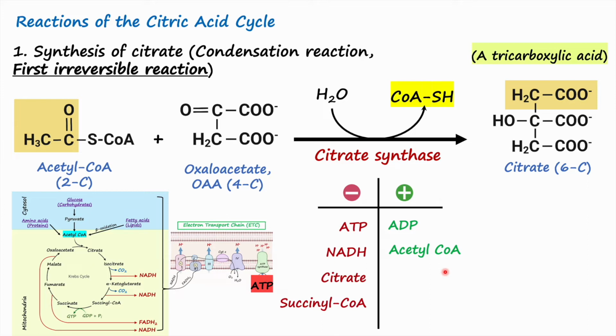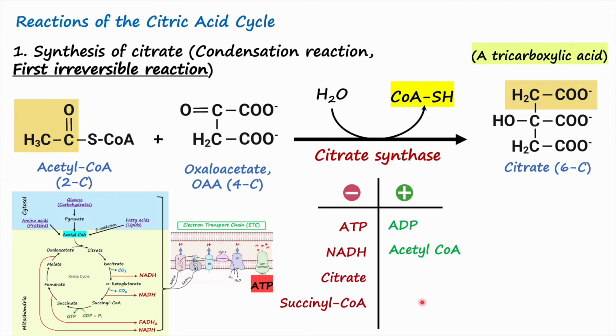So this regulation of citrate synthase all depends on the requirement of the cells. When cells are in need of energy, ADP and acetyl coenzyme can activate citrate synthase enzyme, and if too much ATP is being synthesized but cells don't need that much ATP because they already have enough, then an increase in the cellular ATP level itself can inhibit citrate synthase enzyme. So this is the first reaction of citric acid cycle, which is the synthesis of citrate, and remember that this is the first irreversible reaction of the cycle.